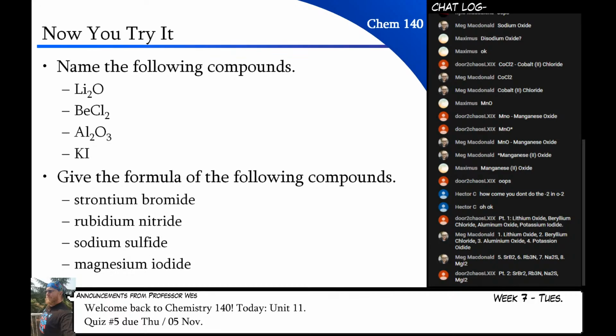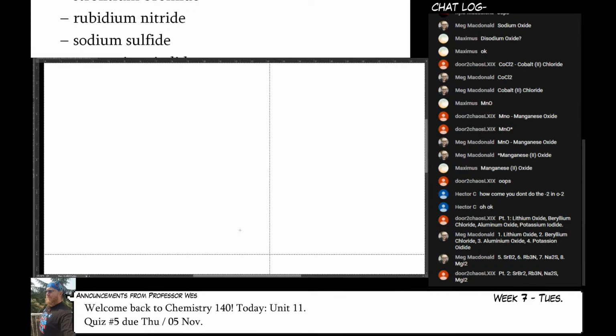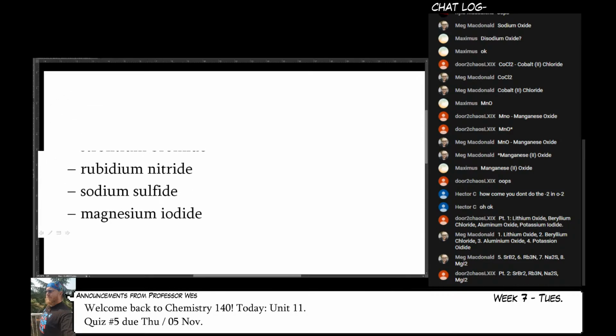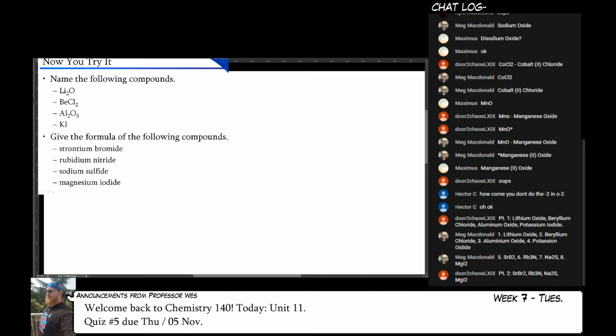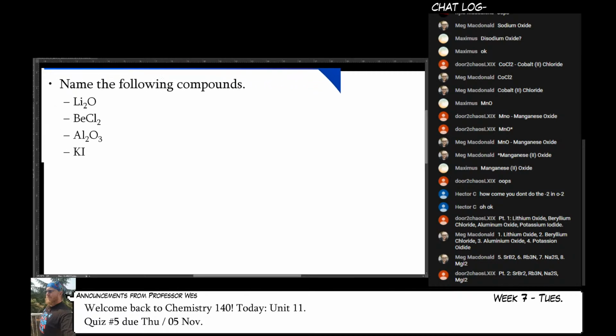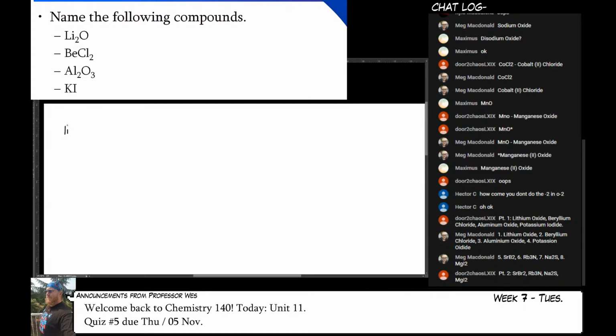All right, let's go over the answers. So I gotta clear this part. So let's start here. So for number 1, Li is lithium. And O is oxygen, which becomes oxide.